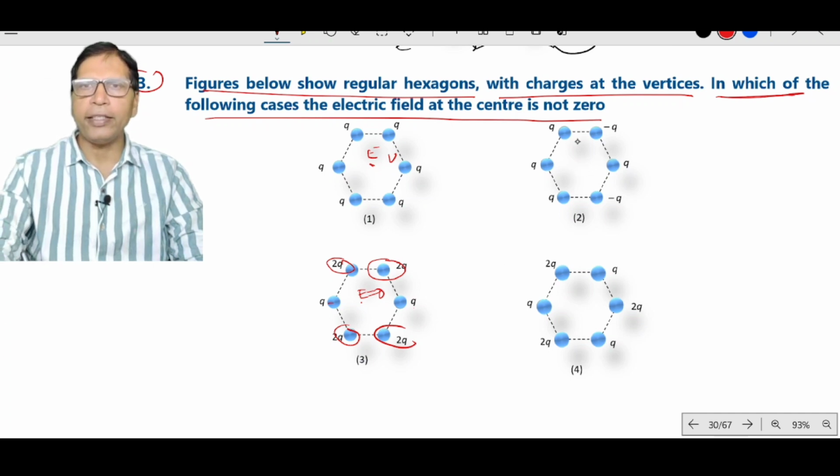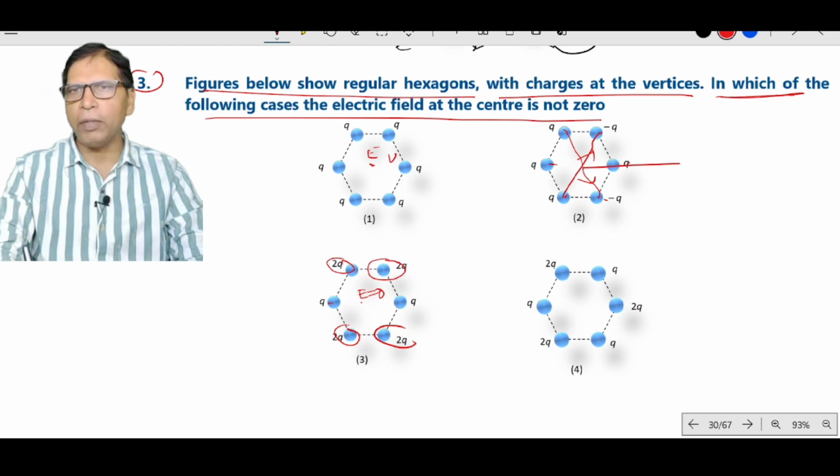Okay. Now look at this. Here, this and this charge produce an electric field along this direction. Here, this and this charge produce an electric field along this direction. And this produces zero electric field. So the resultant electric field is directed along this direction. So here E is not equal to 0.